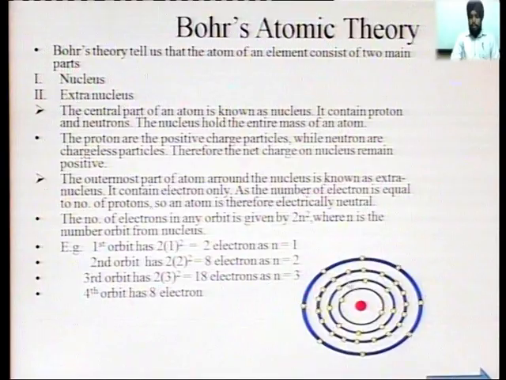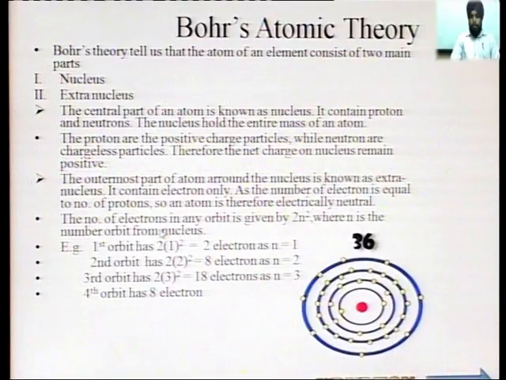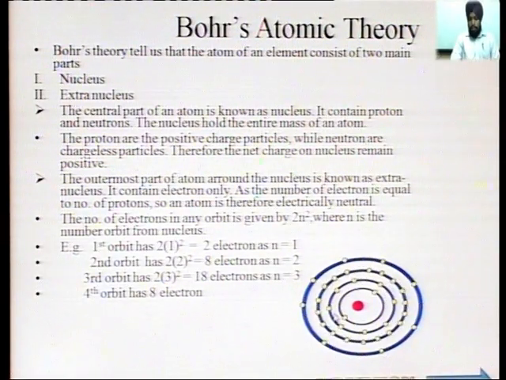The number of electron in any orbit is given by the formula 2n square, where n is the number orbit from the nucleus. You can see this is the first orbit from the nucleus. So, in this first orbit number of electron will be 2n square, n is 1. So, number of electron will be 2. In the first orbit 2n square, n is 1, 2 into 1 square is equal to 2. So, in the first orbit number of electron will be 2. In the second orbit number of electron will be 8.